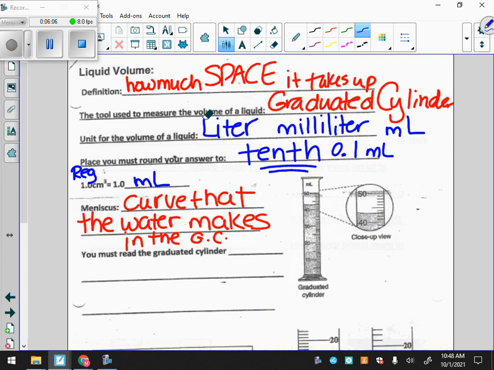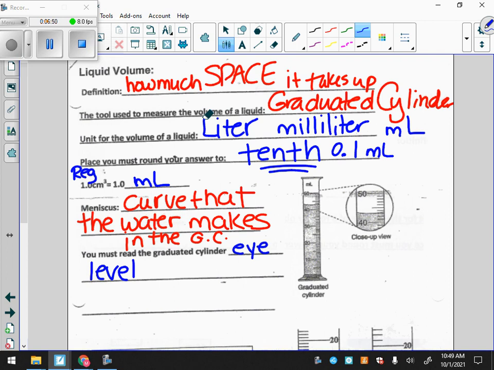Yes, the curve the water makes in the graduated cylinder. If you've ever done any baking, helped your parents bake, when you go to Family Consumer Science and she's going to say, fill up the cup with sugar, you can't look at it like this because you're not going to know if it's 1 cup. You always have to go eye level to look at the measurement. So when we do the activity on Monday, you're going to have to look eye level so that you're able to be accurate. So you must read the graduated cylinder eye level and at the bottom of the meniscus.